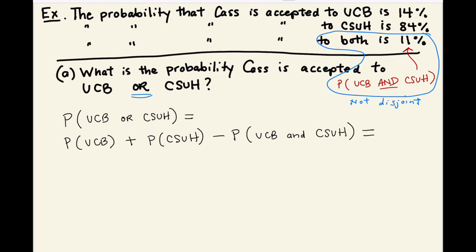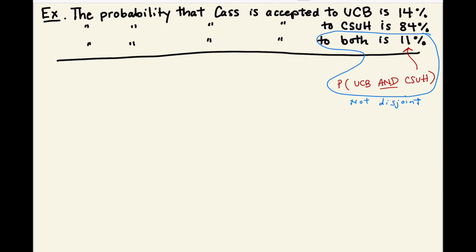And that is equal to 0.14 plus 0.84 minus 0.11, and that is just 0.87. So in order to gain a little more insight into the previous problem, I wanted to construct the Venn diagram.